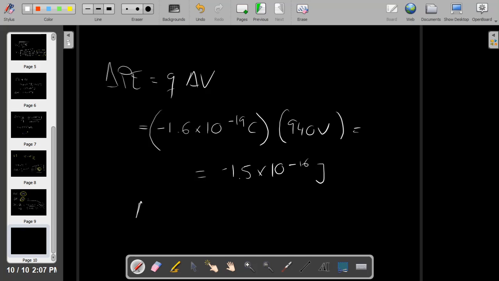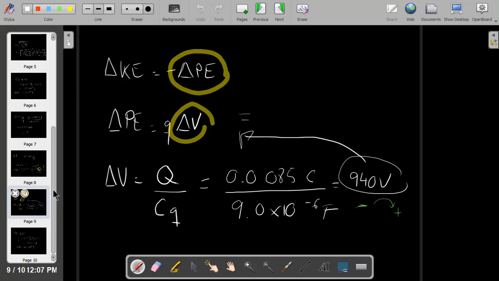This will allow me to calculate my kinetic energy because I know that they are connected, same magnitude, opposite signs. So positive 1.5 times 10 to the negative 16 joules. Great, I can go back to my formulas, remember, and I can place it.